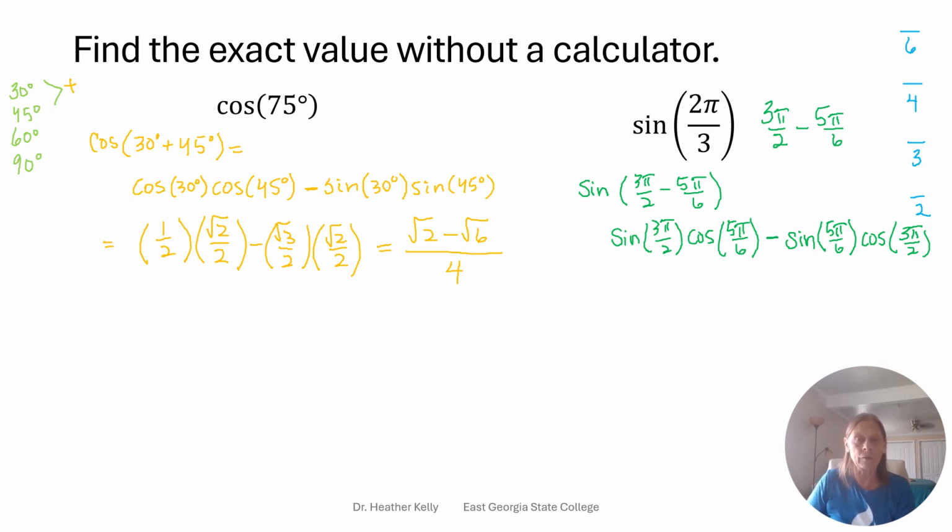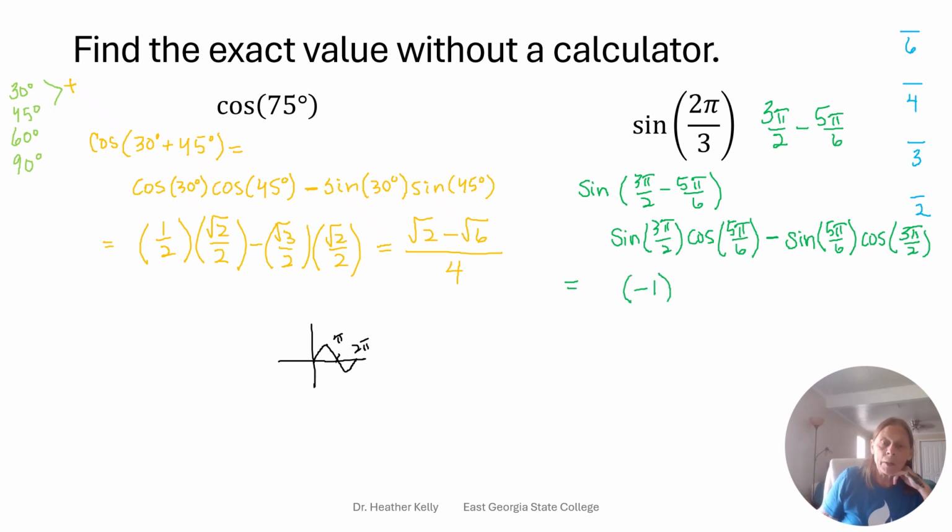All right, and then let's just figure that out. Well, what is the sine of 3 pi over 2? Oh, what if we're not sure? Let's just draw a picture. So this is 2 pi and this is pi. So the sine of 3 pi over 2 is going to be -1.